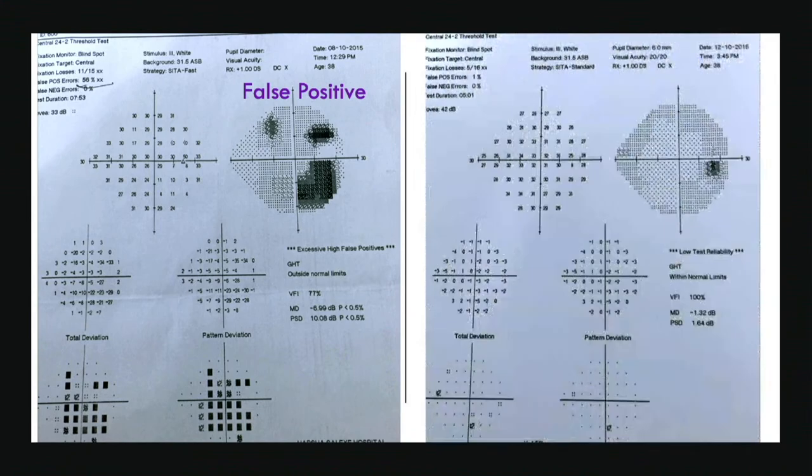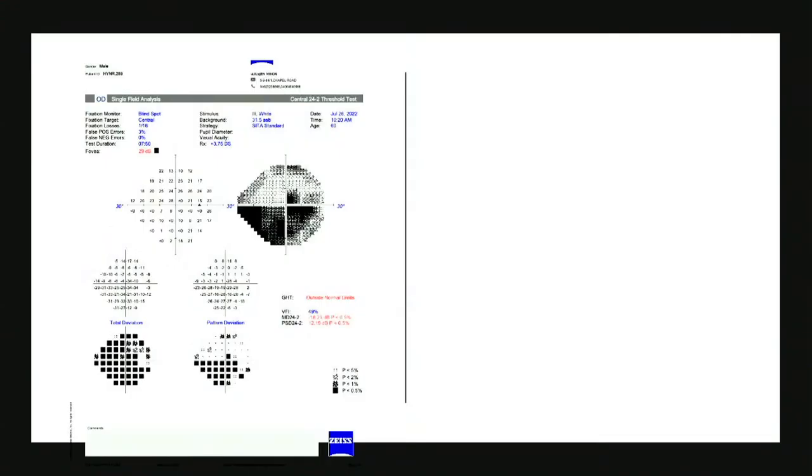Of course, you're not seeing a corresponding fellow eye, but nonetheless, there are more false positives. As you can see, it has been marked out there. Even fixation losses are quite a bit. So when it was repeated, it was completely normal. Don't be foxed by first visual fields. That's the take-home message.